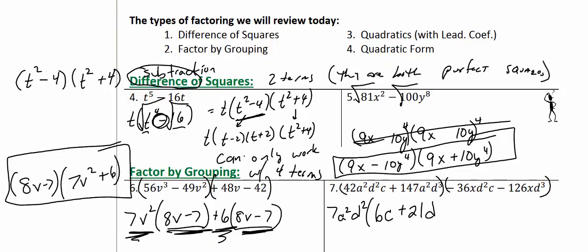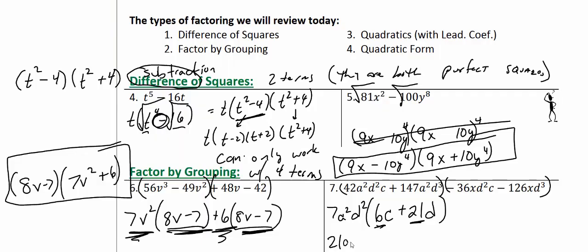I can take out a 21. So let me go back here. This is what happened, and this is the reason why I didn't take out the right number. I have a 6 and I have a 21. Those can both be divided by 3. So really I should have taken out a 21.